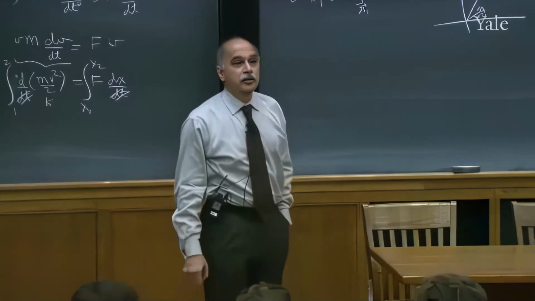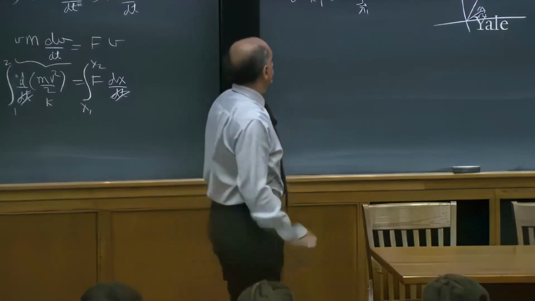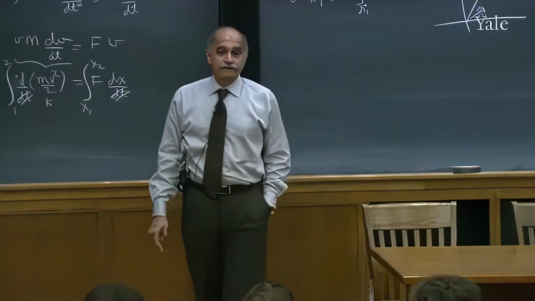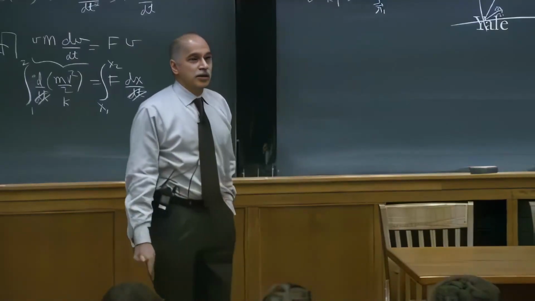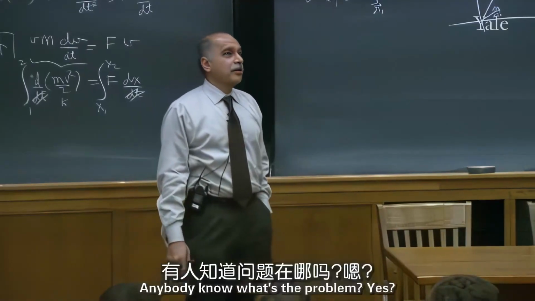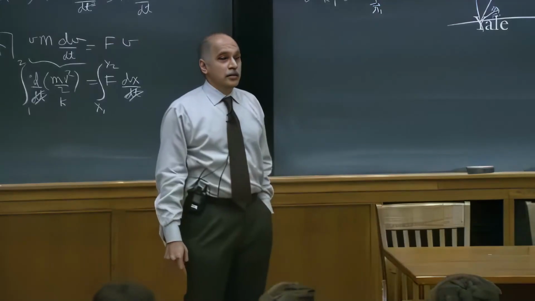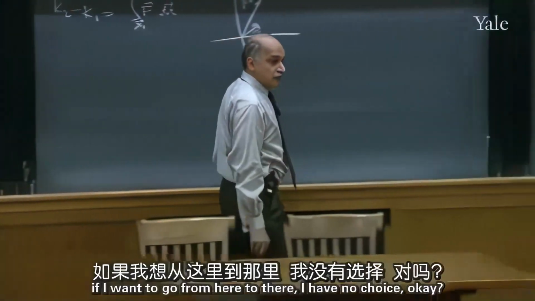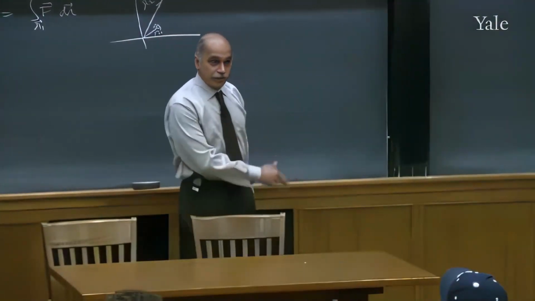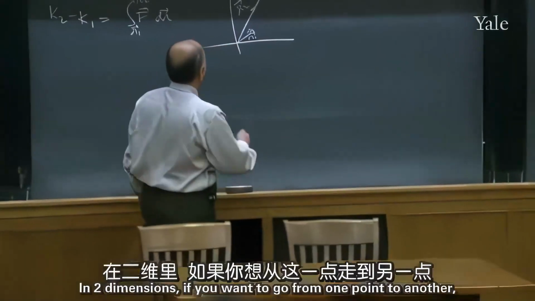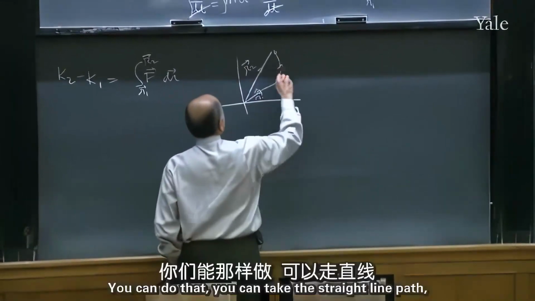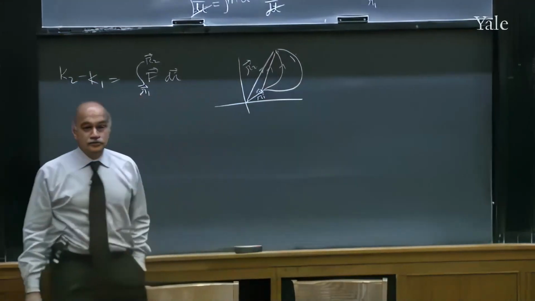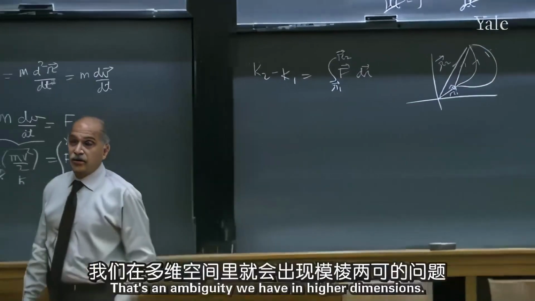No, this integral gives me no choice. I must go from r1 to r2. Anybody know what's the problem? Your path. See, in 1 dimension, if I want to go from here to there, I have no choice. Just live on that line. In 2 dimensions, if you want to go from one point to another, I can think of many ways. You can take the straight line path, or you can take some other path. That's an ambiguity we have in higher dimensions.